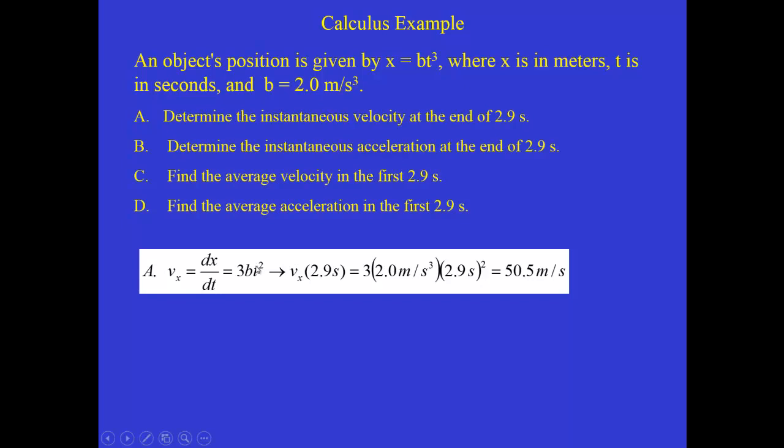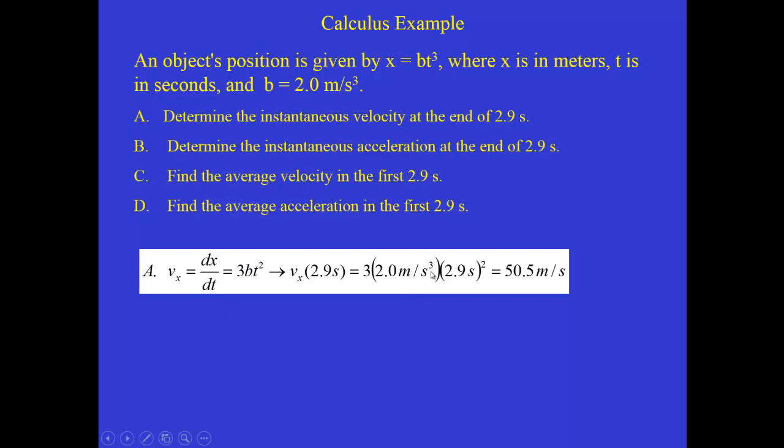And that's what we're going to do. We're going to plug in the value t equals 2.9 seconds. So now what we're doing is calculating a specific value of the velocity at a specific time. So at 2.9 seconds, we just plug in, we got 3, b is 2.0 meters per second cubed, t is 2.9 seconds. Remember, it's squared. Got to be careful with the squared term. And if we numerically crank that out, we get 50.5. And be careful with the units.